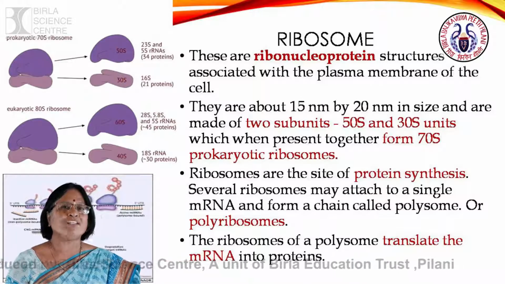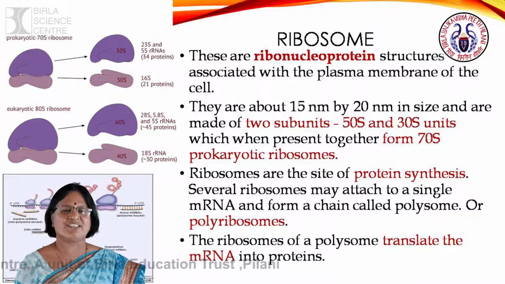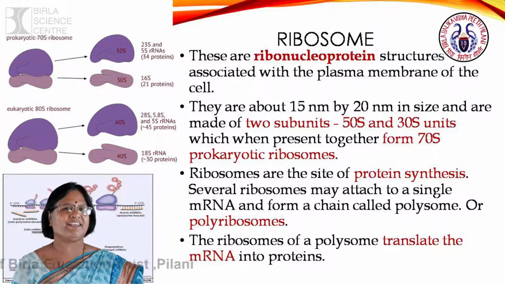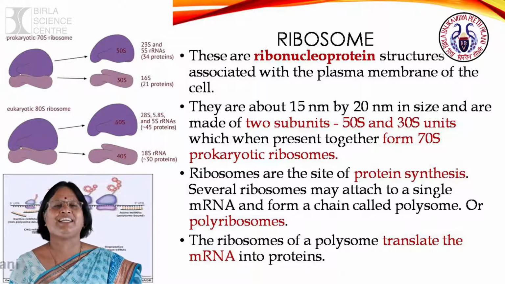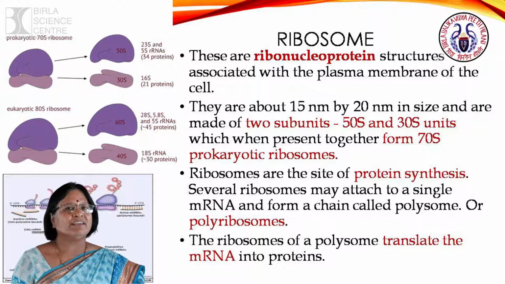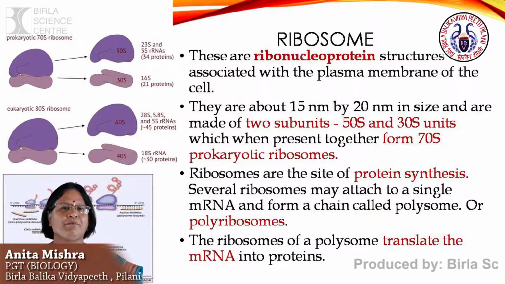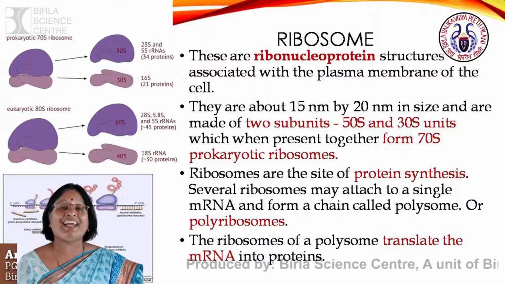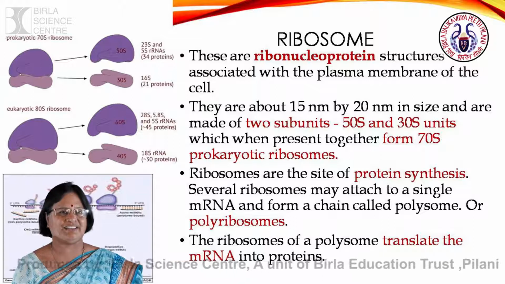Now, the next is the ribosomes. So what is a ribosome? Ribosomes are small granular structures present inside the cytoplasm, which are chemically ribonucleoprotein in nature. These ribosomes are again not surrounded by any membrane. The size of the ribosome is 15 nanometers. You can see how small it is, 15 to 20 nanometers in size.